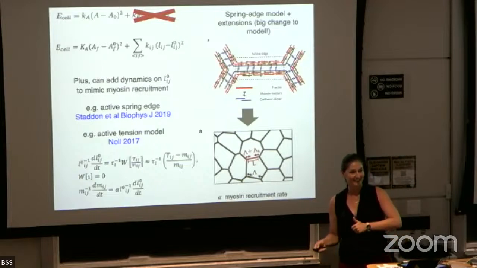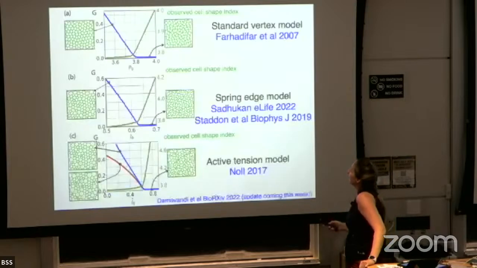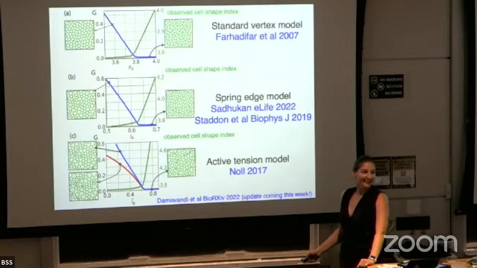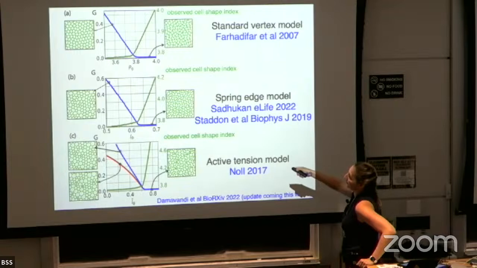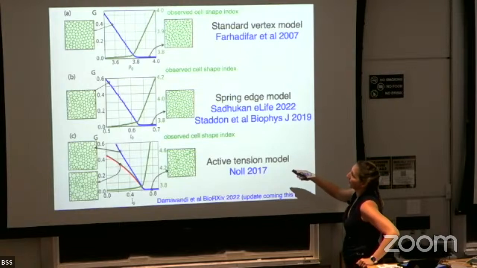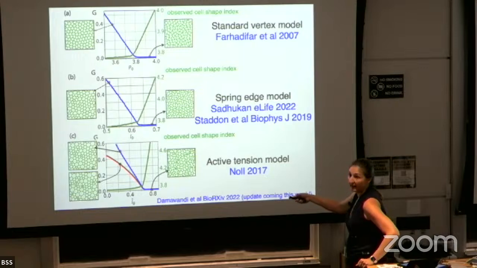So when we do that, we get the same answer. Isn't that neat? What I'm showing you is the behavior of the shear modulus as a function of the relevant control parameter for that model. In the standard vertex model, it's the shape. In the spring edge models, it's the length of the spring. And in these systems that have myosin recruitment, it's some crazy thing, but it's something you can write down. There's a control parameter for it, okay?